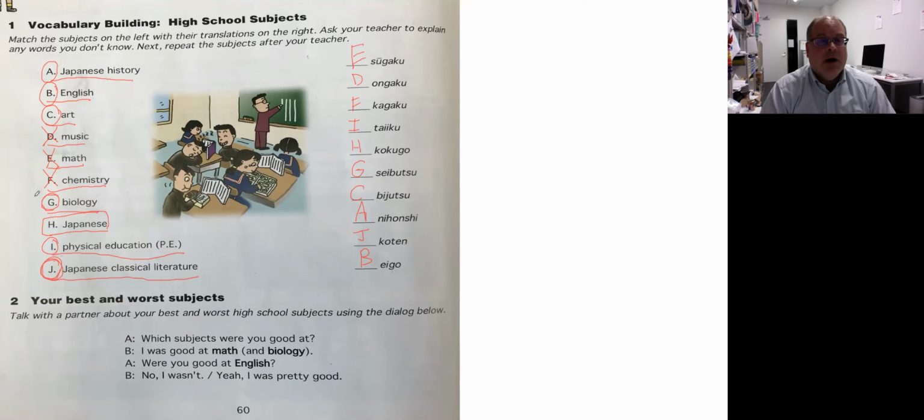So anyway, one more time. I was good at American history. I was good at English. I was good at art. I was not good at music. I was not good at math. I was not good at chemistry. I was so-so at biology. I was good at Spanish. I was good at physical education, and I was good at English literature. Later, please tell me what classes you were good at.